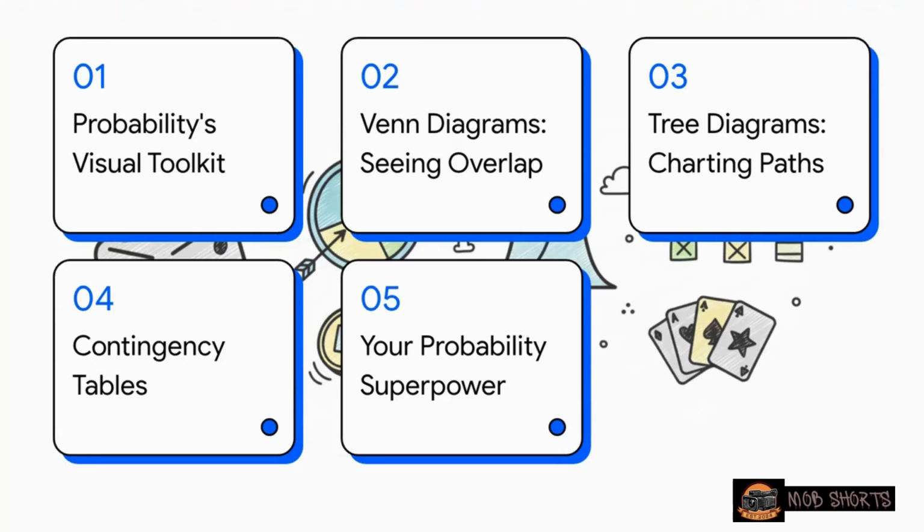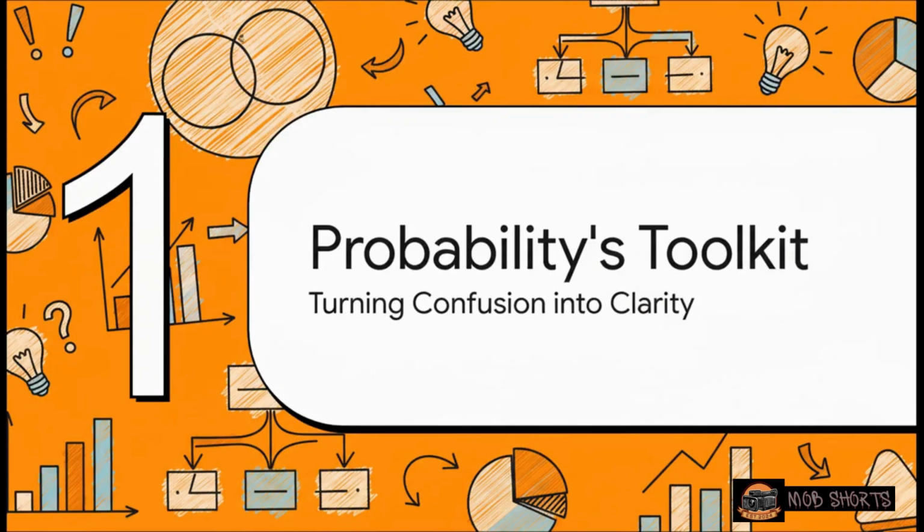So here's the game plan. We're going to build your visual toolkit together. We'll start with Venn diagrams to handle all that messy overlap. Then we'll map out possible futures with tree diagrams. We'll wrap it up by playing detective with contingency tables. And by the end, you'll basically have a new probability superpower. All right, let's dive in.